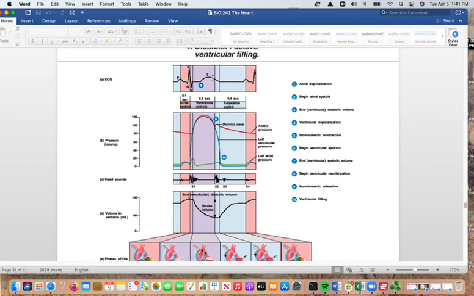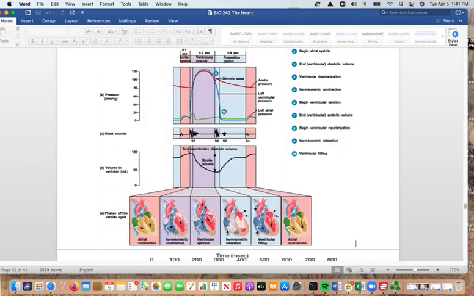So then when it's repolarizing here, you're going to have the pressure in the left ventricle start to drop down. And then you've got this dicrotic notch here where you're going to have this little blip in the aortic pressure. And then you've got your left atrial pressure starting its little blip again to go into another P wave.